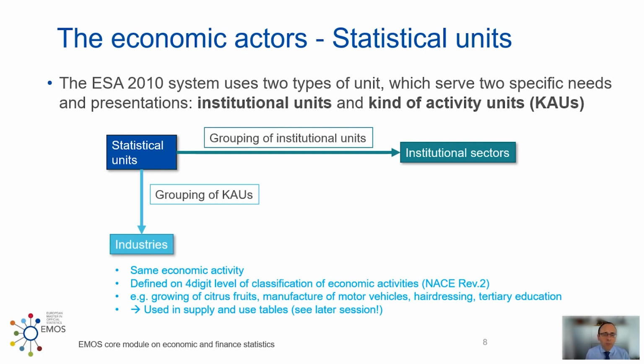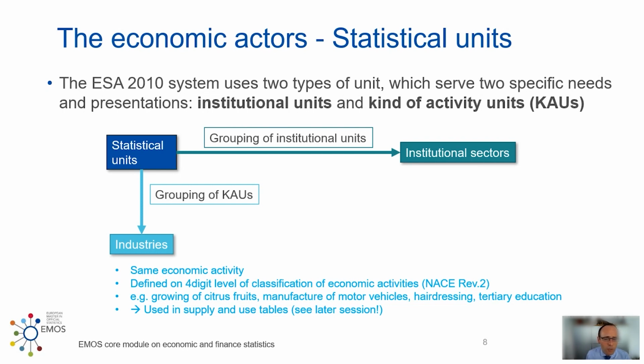The ESA 2010 system uses 2 types of unit, which also serve specific needs and interests and are also specifically presented in the national accounts. These 2 units are the institutional units and the kind of activity units, shortly called also KAUs. When we group institutional units together, we receive something we call institutional sectors. I will come back to this in a moment. When we group together kind of activity units, we receive something we call industries. This I explain to you now shortly.